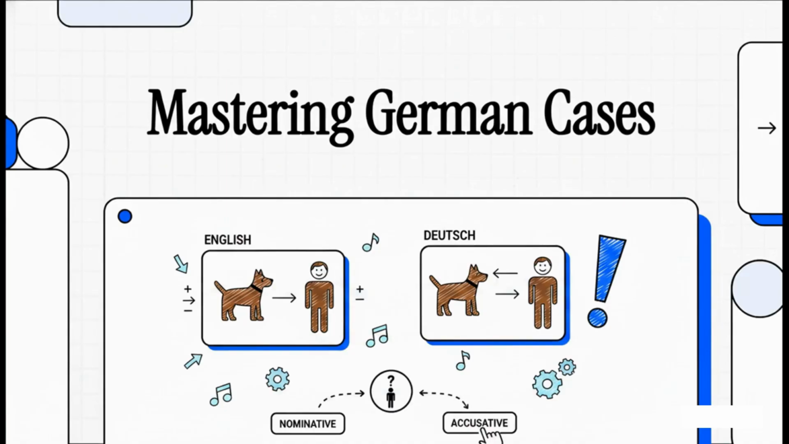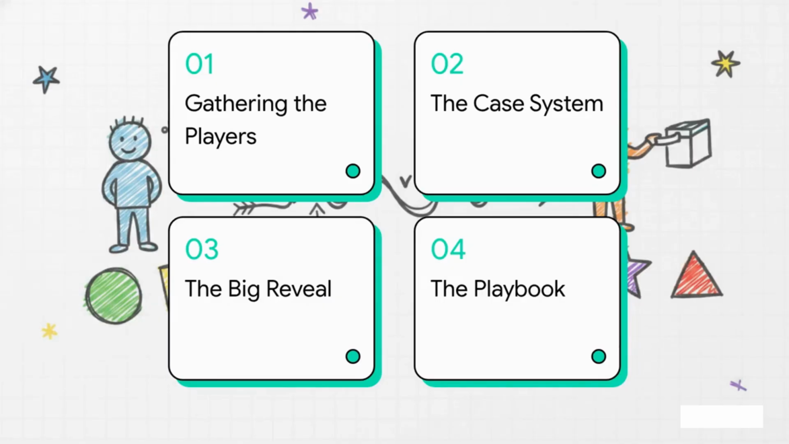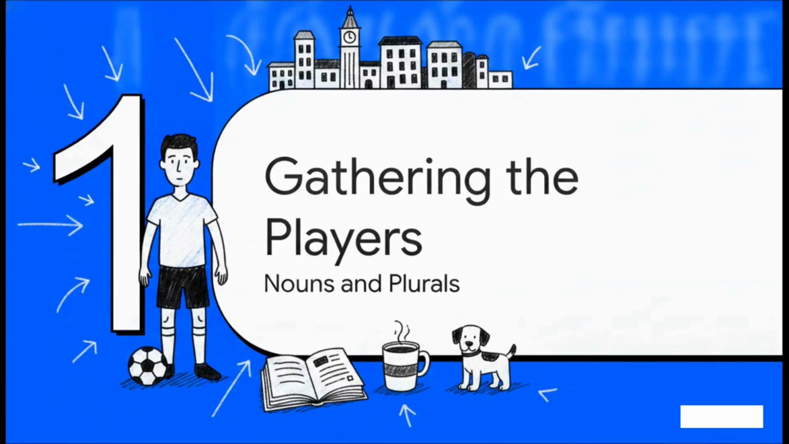Well, welcome to this explainer. Today we're going to unlock the ultimate guide to demystifying German cases. By the end of this, you'll have the exact cheat code you need to understand and build these sentences all by yourself. Okay, here's our roadmap for today. We're breaking this down into 4 really straightforward sections. First, gathering the players. Second, the case system. Third, the big reveal. And finally, the playbook. Okay, let's dive right into this.